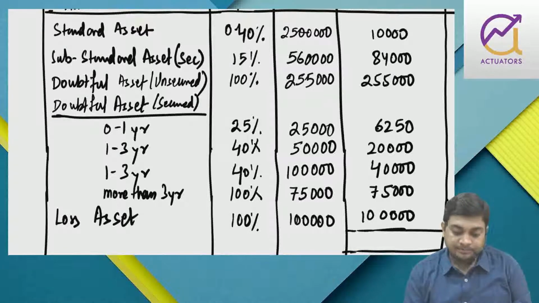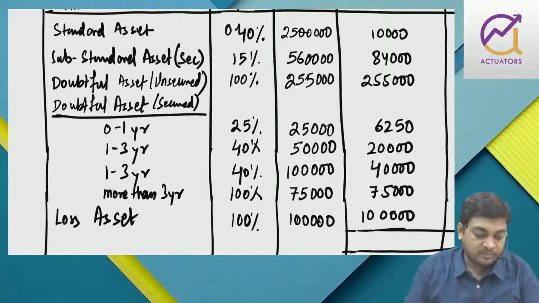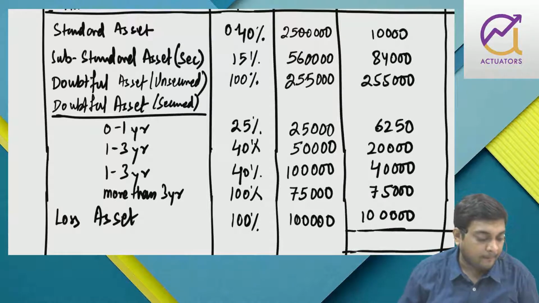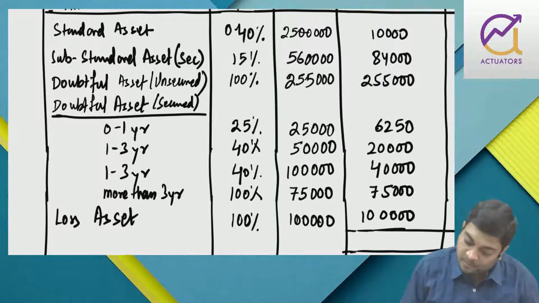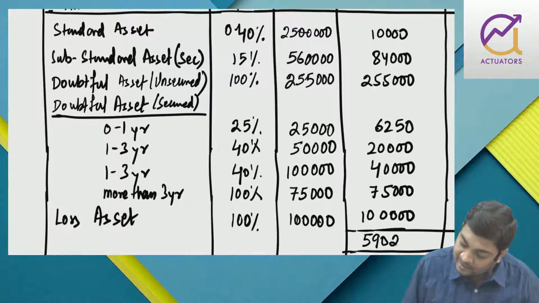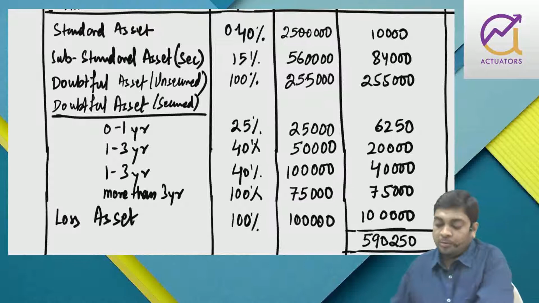Just check the total. So 94 plus 2 lakh 55 plus 26,250 plus 60 plus 175. Five lakh 90,000, 250.